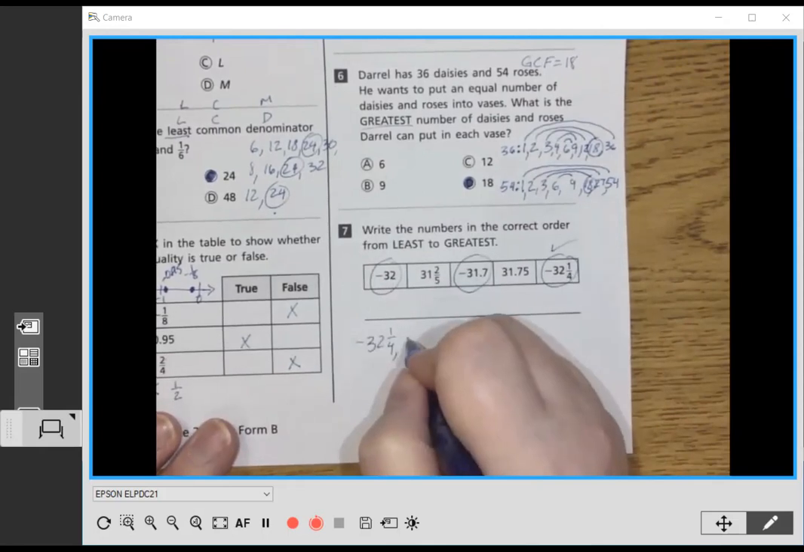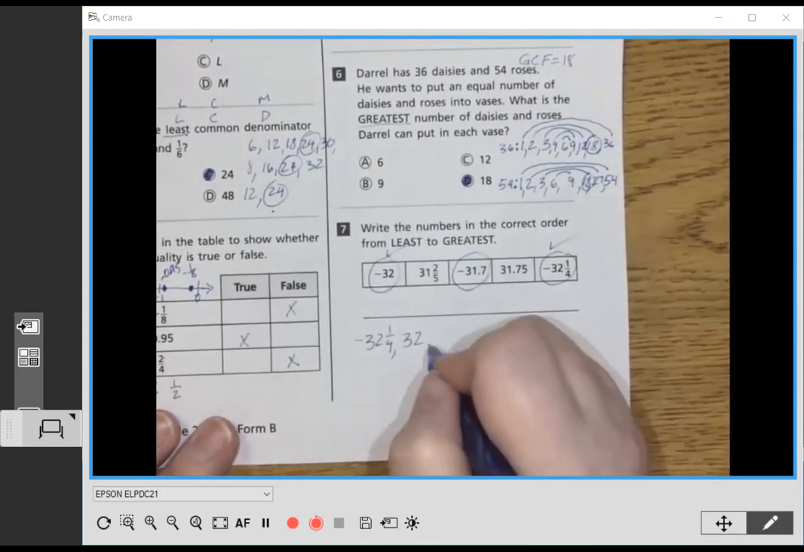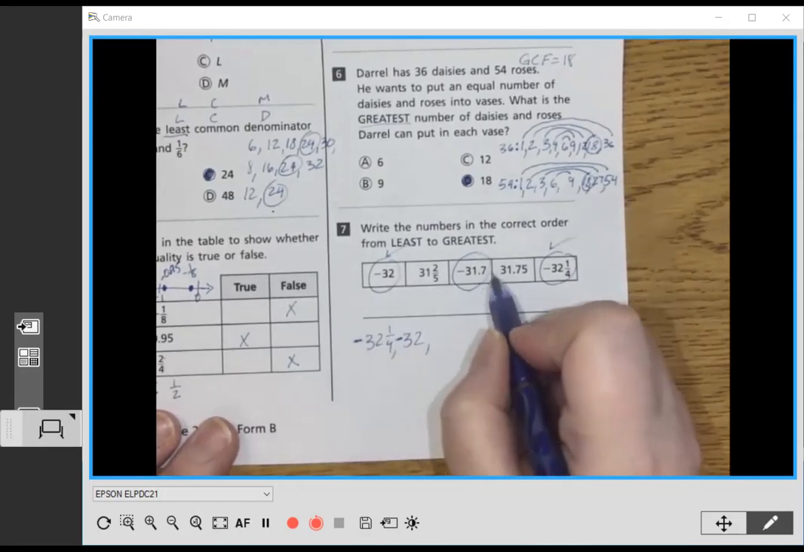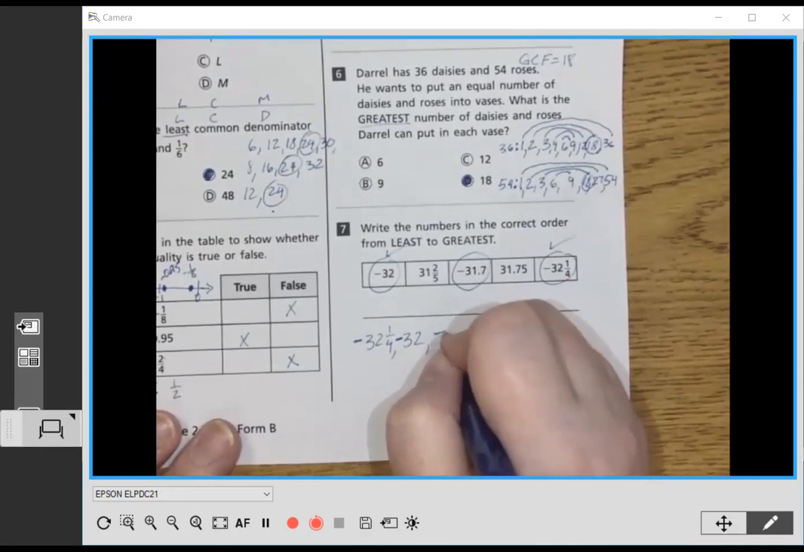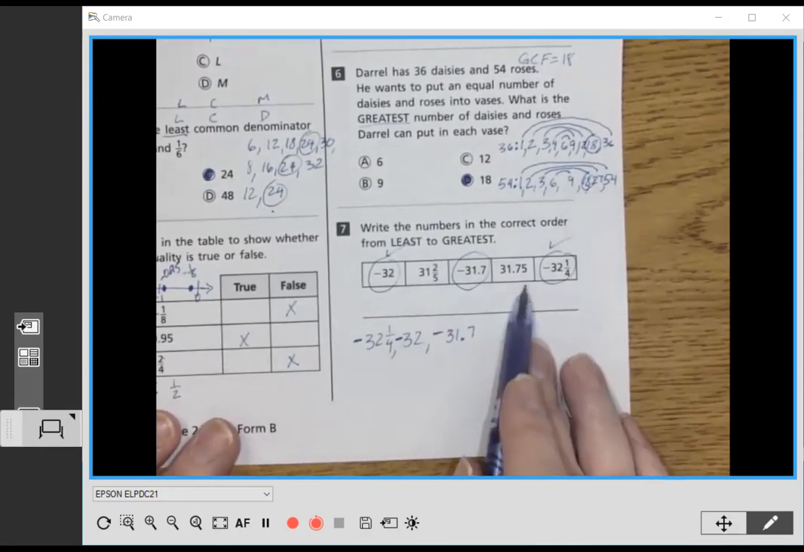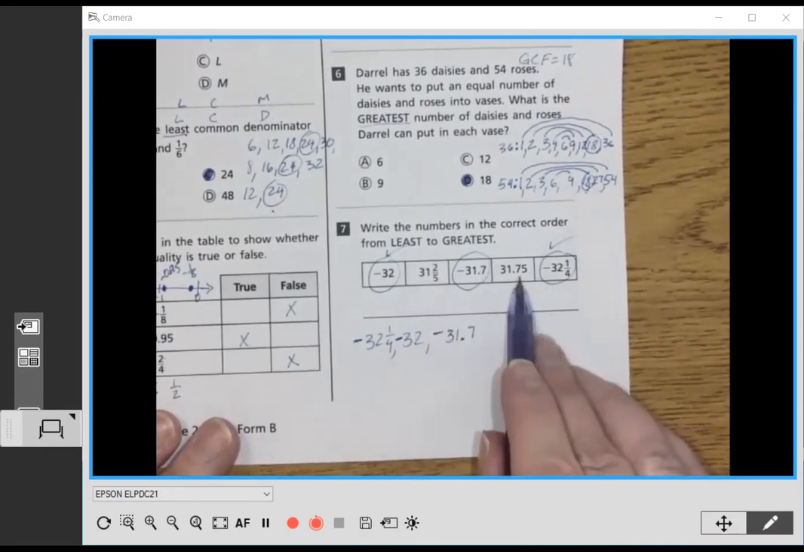And then negative 32 is slightly bigger. And then negative 31.7, don't forget the negative sign, will be just a little farther to the right. All right, now let's look at our positive numbers. This is 31 2/5. This is 31.75. So they'll be very close.